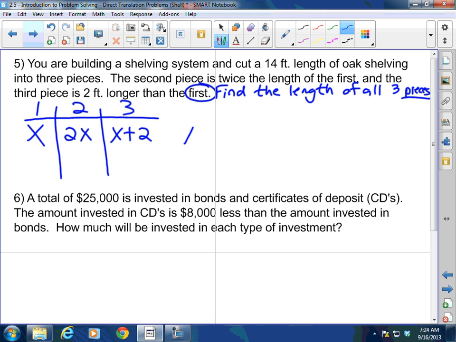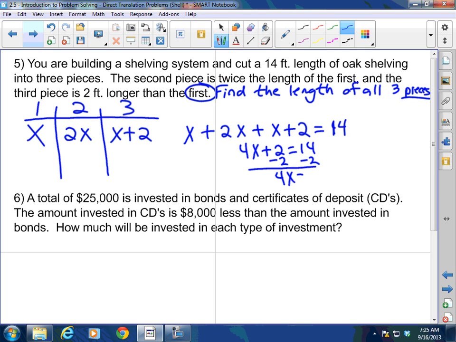Now, all these three pieces, don't they form one 14-foot length of oak? So the first piece plus the second piece plus the third piece has to add up to 14 feet. So X plus 2X plus X is 4X plus 2 equals 14. Subtract 2 from both sides. 4X equals 12. Divide by 4. X equals 3 feet.